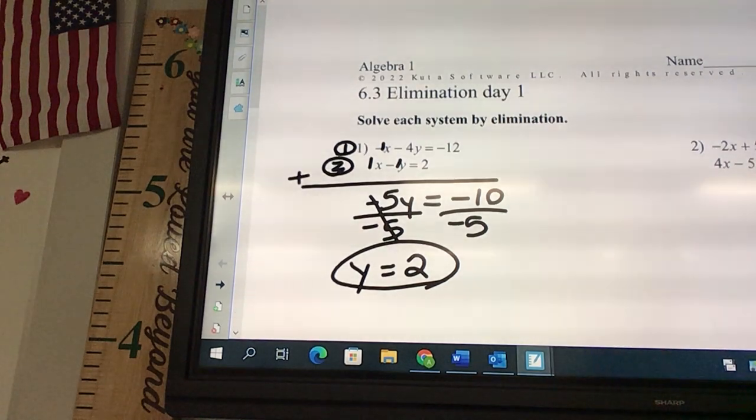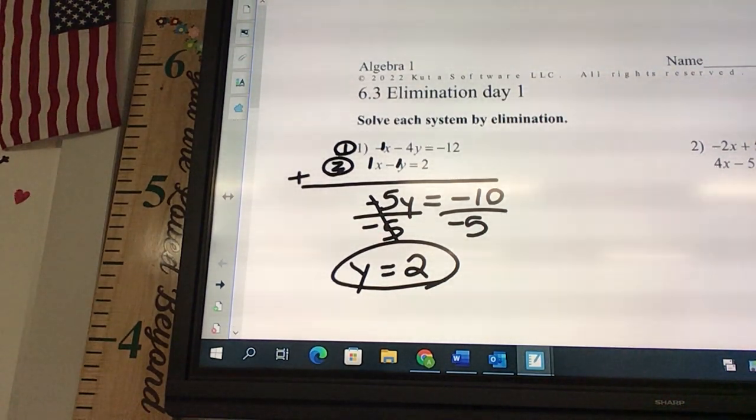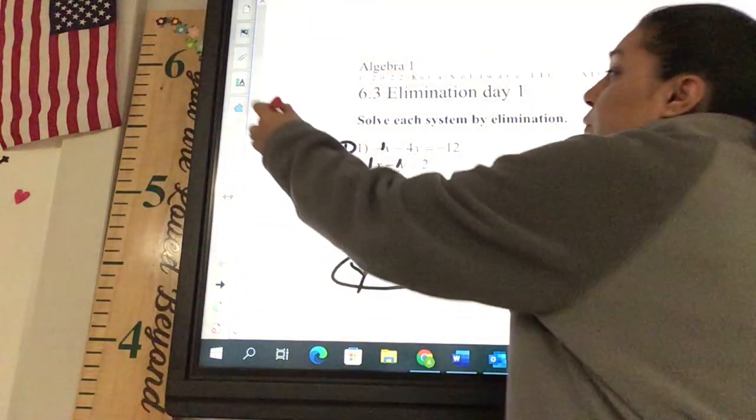Okay, so now we have the y solved for. So you need to take that and you're going to plug it back into one of the original equations. Now, it does not matter which, because you're going to get the same answer either way. So which equation looks easier? Equation 1 or equation 2? Equation 2. Okay, now, if you chose equation 1, that's totally fine.